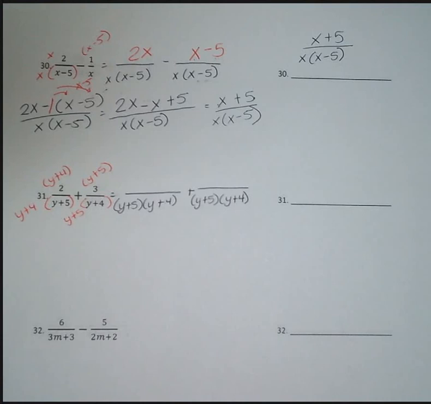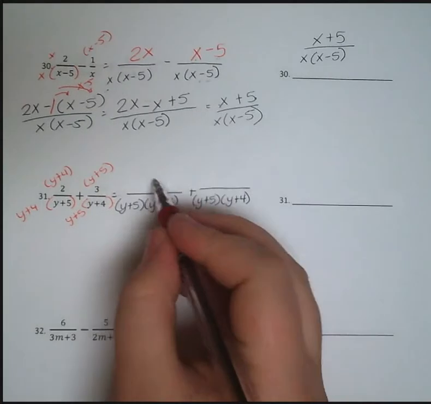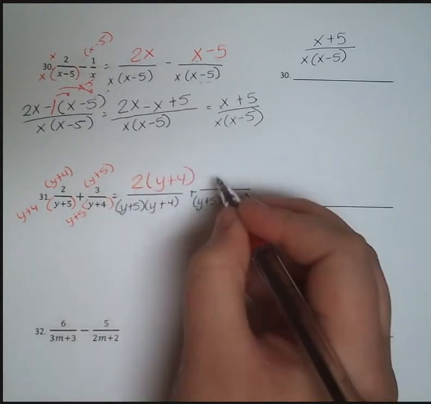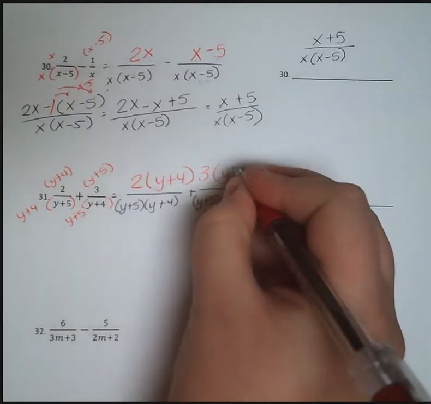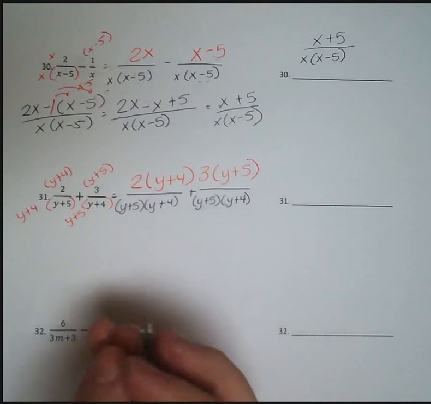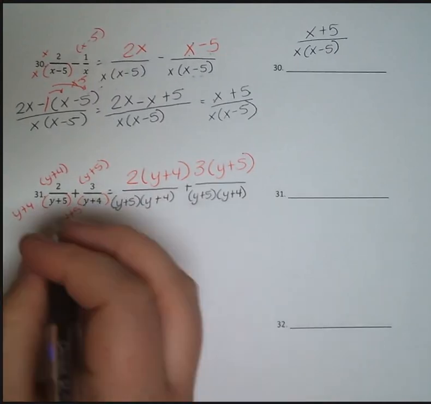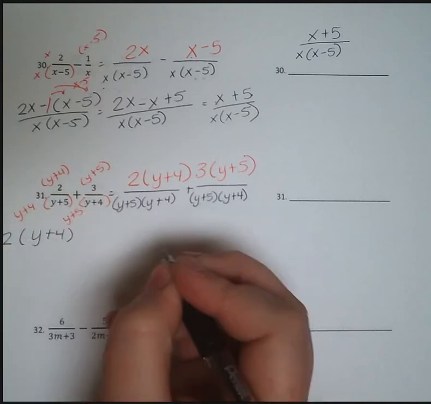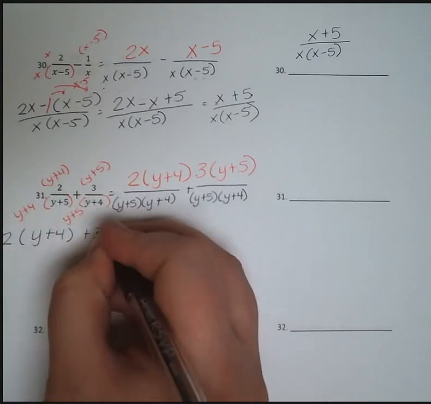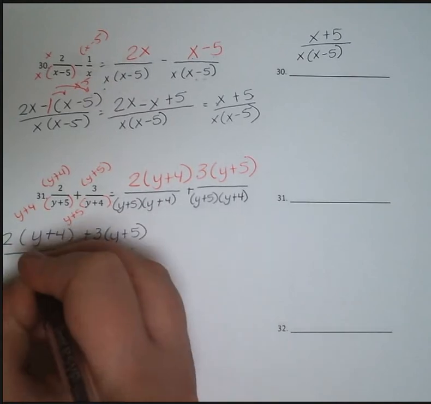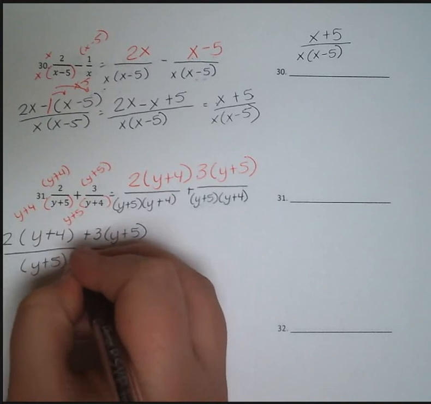so I apologize about that. So on my first fraction, I have 2 times y plus 4, and on my second fraction, I have 3 times y plus 5. So now that I have a common denominator, I'm going to rewrite everything over the same denominator. So that gives me 2 times y plus 4 plus 3 times y plus 5 all over the common denominator of y plus 5, y plus 4.